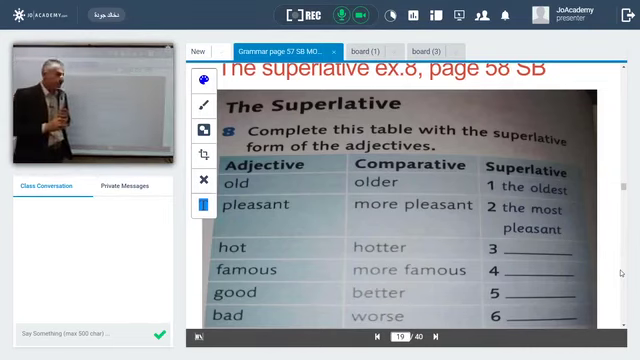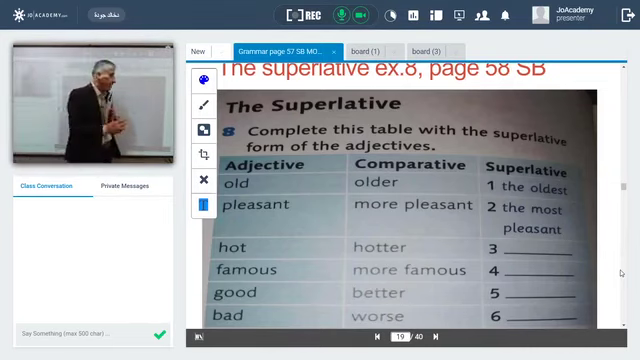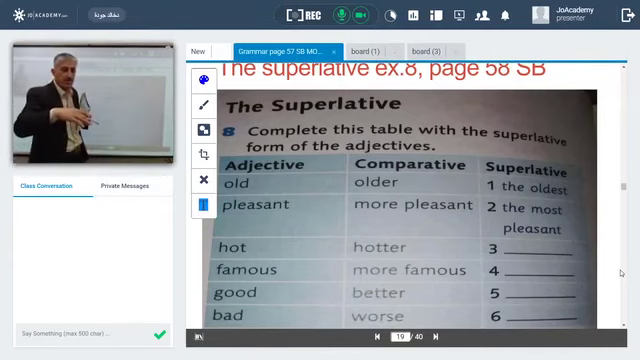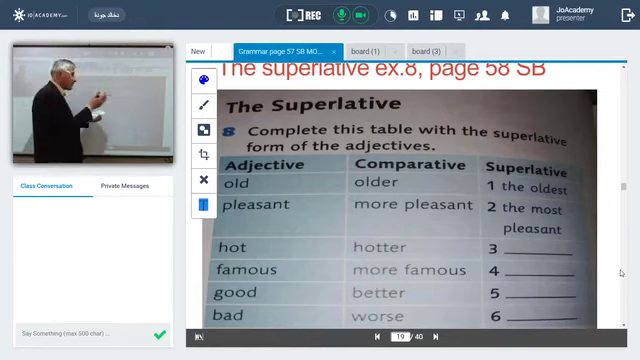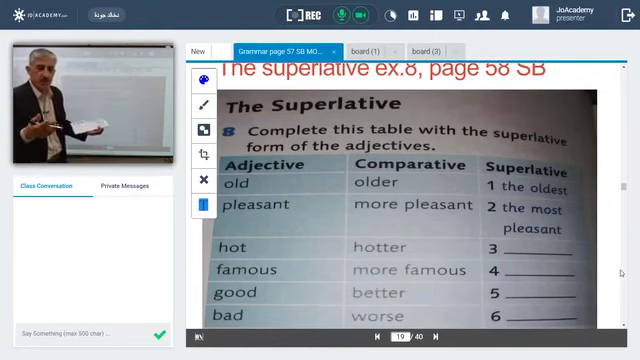Comparative means مقارنة, and superlative صيغة تفضيل. Okay, superlative. It's the best. He is the best among all. Comparative, I compare between two persons, two things.